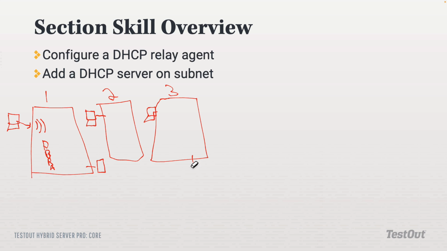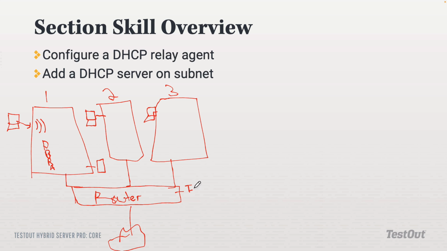So what we do then, let me erase that real quick. Instead of making all of these different DHCP servers, we create what's called a DHCP relay, okay? So theoretically, all of these are coming into our router, and then they're going out to the internet, okay? So in this router, we do what's called an IP helper address.